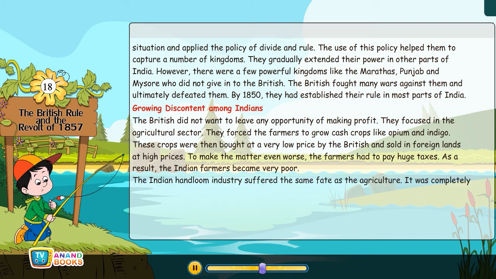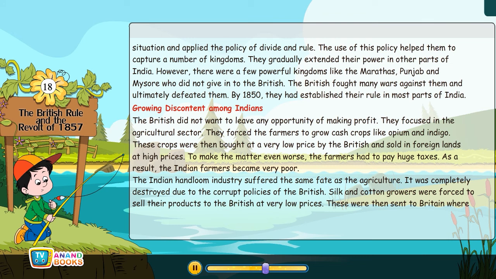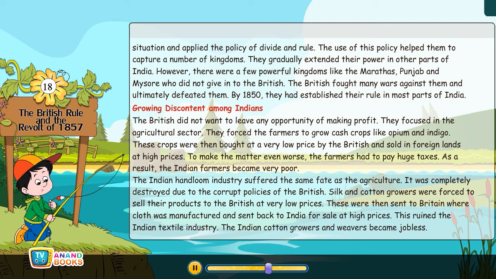The Indian handloom industry suffered the same fate as agriculture. It was completely destroyed due to the corrupt policies of the British. Silk and cotton growers were forced to sell their products to the British at very low prices. These were then sent to Britain, where cloth was manufactured, and sent back to India for sale at high prices. This ruined the Indian textile industry. The Indian cotton growers and weavers became jobless.